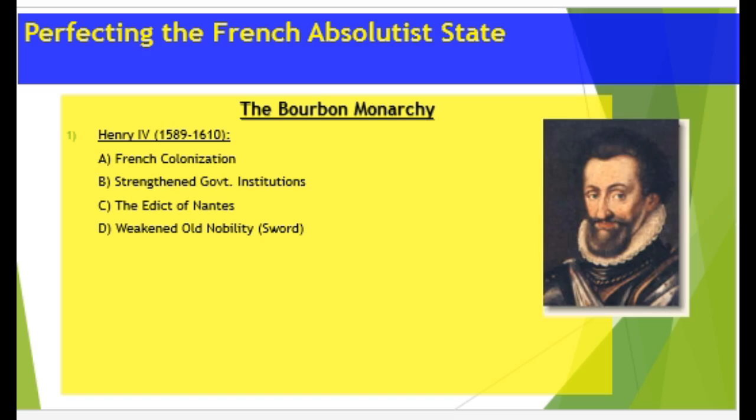So the seeds of absolutism actually started way back in history with Henry IV. He laid the foundation of France becoming the premier world power by the 17th century. He did so by encouraging French colonization of the New World. He strengthened government institutions through education, universities, local government called Parliament, and the Treasury. The Edict of Nantes, as we already have indicated, provided religious tolerance to the Huguenots and brought about a sense of economic stability and political stability for that matter.